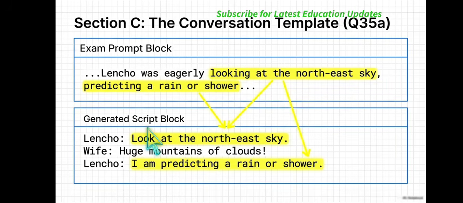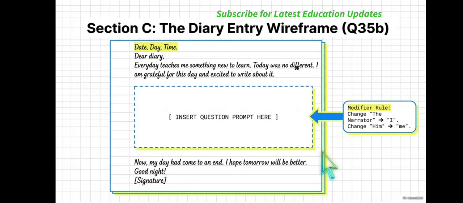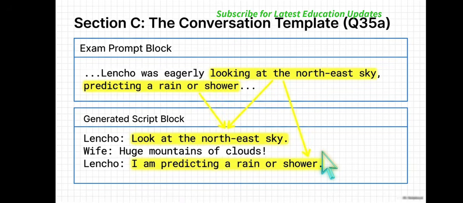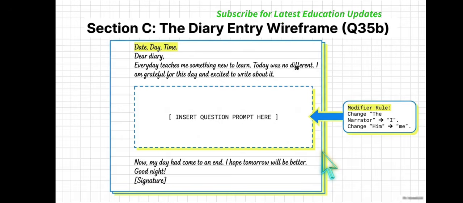Now, in terms of the script, Lencho looks at the north sky, addressing his wife. The wife says, huge mountains of clouds, the response from the given contextual clues. Lencho, I am predicting a rain or shower, right? So from the given text, we can imagine these are a few simple exchanges between the two characters. So dear students, like this, if you develop at least 8 to 10 exchanges with a beautiful beginning and a beautiful ending, you will score full marks, right?